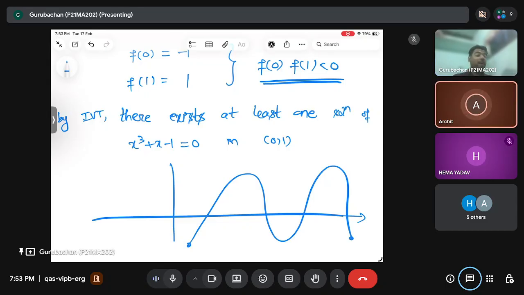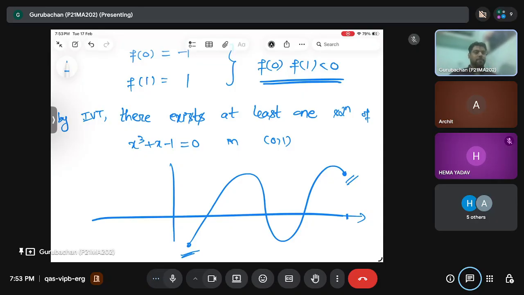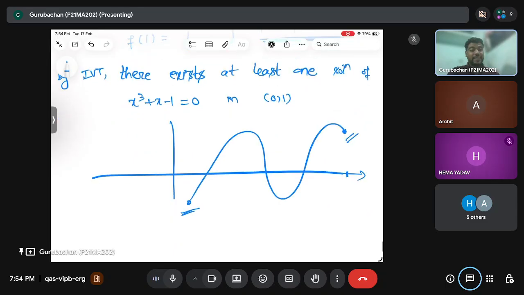But sir, here f of a and f of b both are negative. Okay, I understood your point. It's a good point. So yes, you can say that. If one is negative and one is positive, then obviously it will cross an odd number of times. Yes, you're absolutely right. This is an intuitive idea. You can also prove it in the same manner, by IVT.